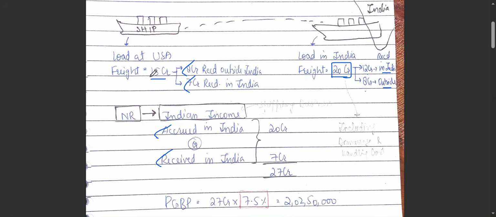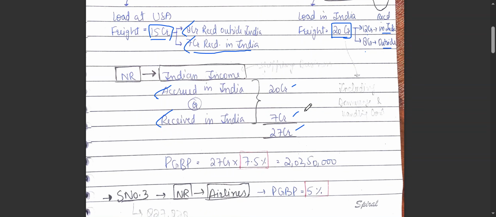Similarly, out of this 15 crore rupees, only 7 crore will form part of his income because it is received in India. The rest of it is both accrued and received outside India. So his total turnover comes to 20 crore plus 7 crore, which is 27 crores. Now, as per this section of presumptive basis, we can take this as his total turnover and then multiply it by 7.5% to calculate the PGBP income of the assessee. This is what the section says.